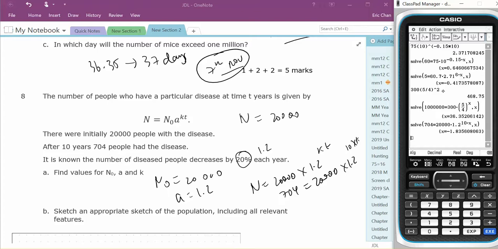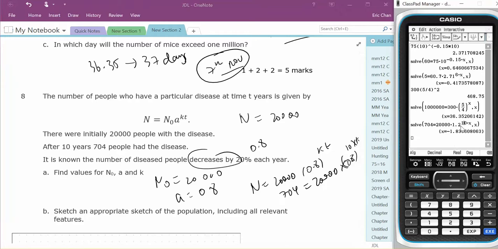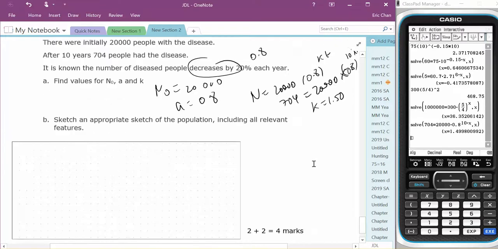Oh sorry, this is people decreasing. So let's go back. It decreases by 20%, so it's not 1.2. It's 0.8. That should be 0.8. So let's go back here. With 0.8, it should be 1.50. So k equals 1.50.